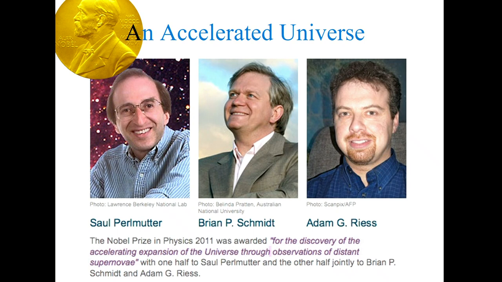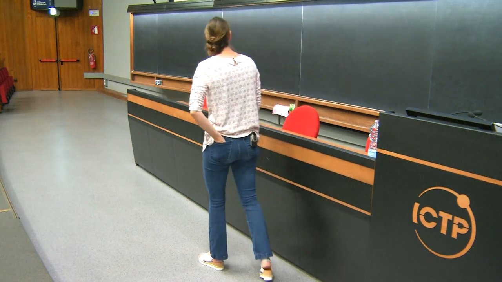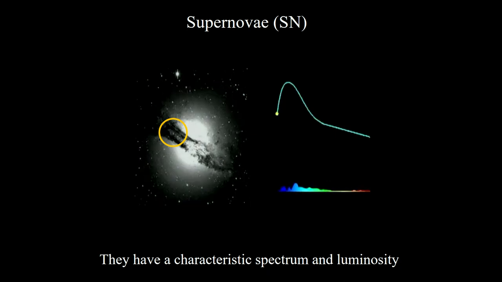So I'm going to show you a few quick slides on how this worked, what the physics behind these supernova observations is, and how from them we have a strong indication that the universe's expansion is accelerating. A supernova is an explosion of a star, and one of the key things with this type of supernova is that they have a characteristic spectrum and luminosity. From its luminosity and the luminosity of its embedding galaxy, we have some notion of the distance of this object from us.